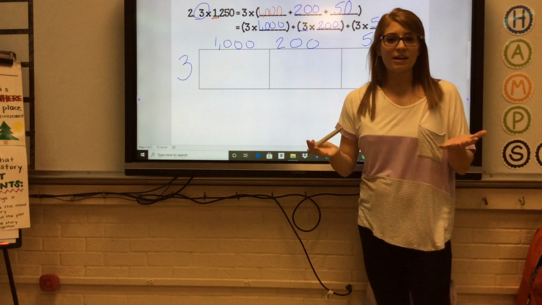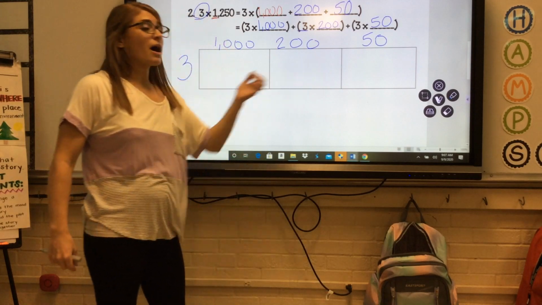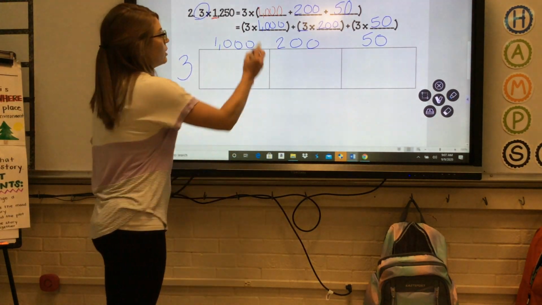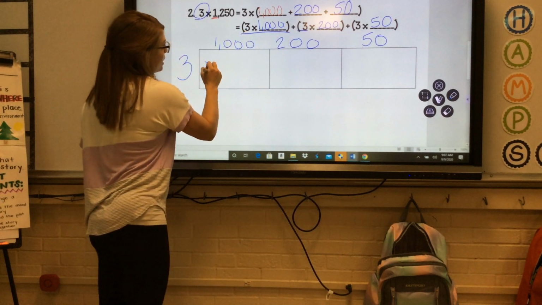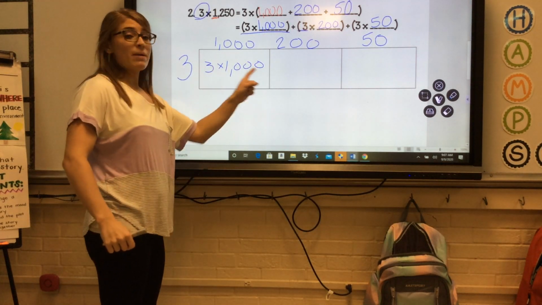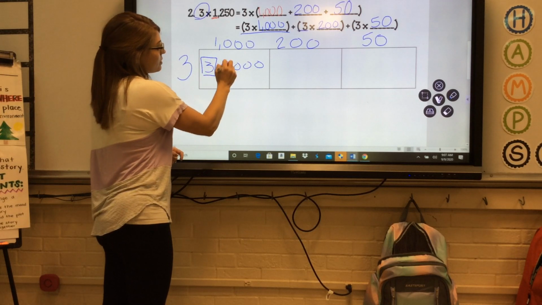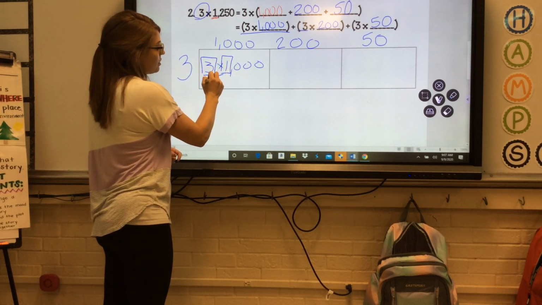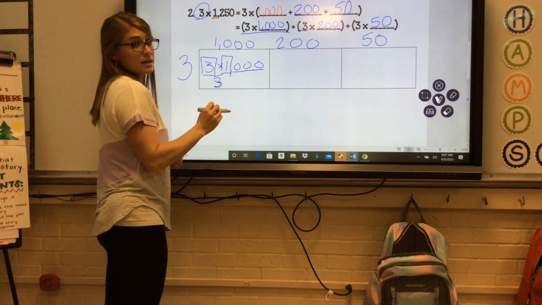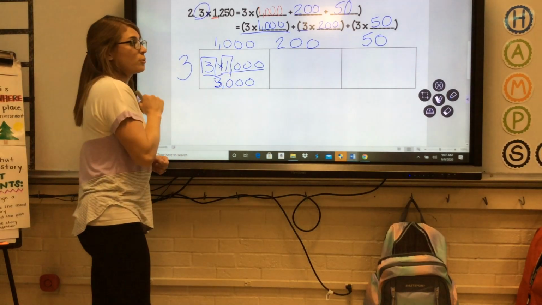Okay, so now what do we do next? Exactly, we're going to multiply into each one of those boxes to get those values. What is going to multiply here? Very good. This one right here, 3 times 1,000. Again, I can use my basic fact trick here to multiply this. 3 times 1 is 3. How many zeros? 3 zeros. So 3 times 1,000 equals 3,000.